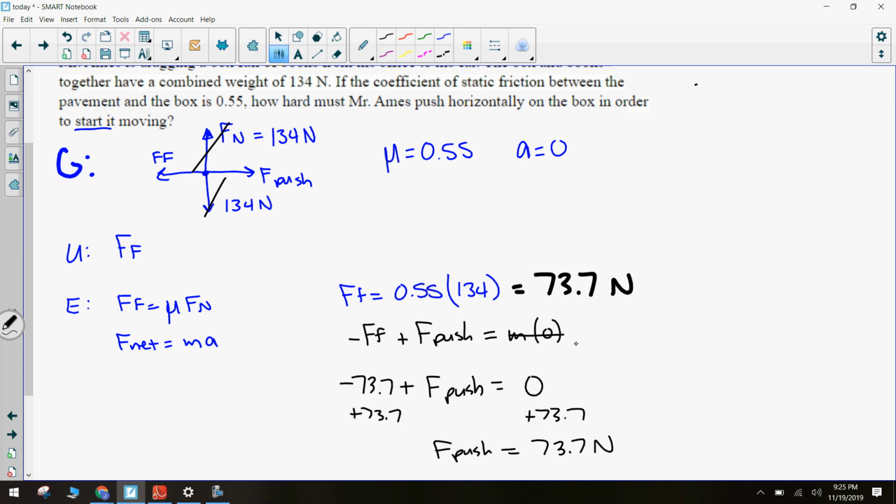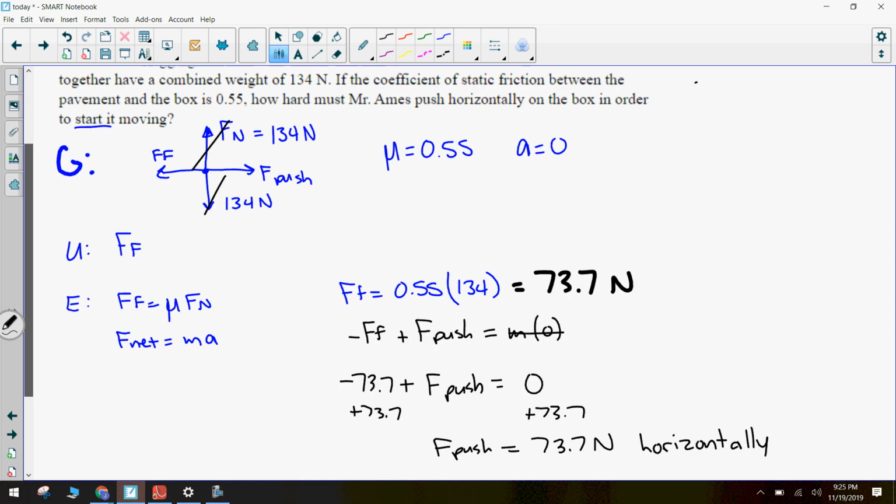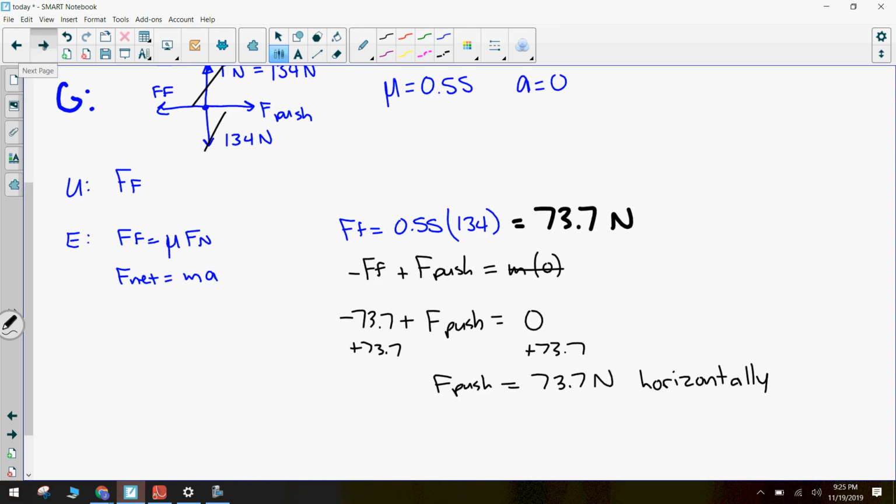In this problem, it didn't say what direction we're going, so we can always just say horizontally. That means he could have been pushing it forward, backwards, left, or right, but he couldn't be pushing it up into the air. Alright, so that's a good little example, a quick friction problem. Let's go to the next one.